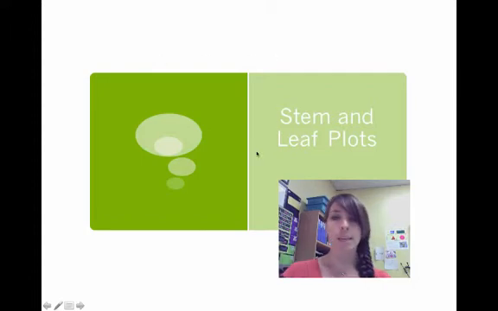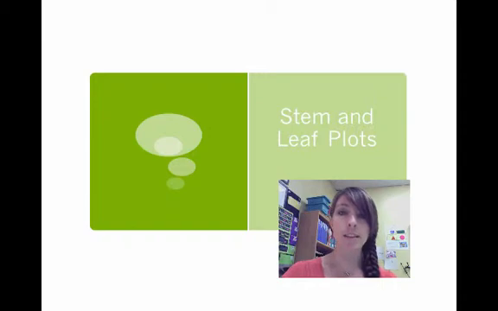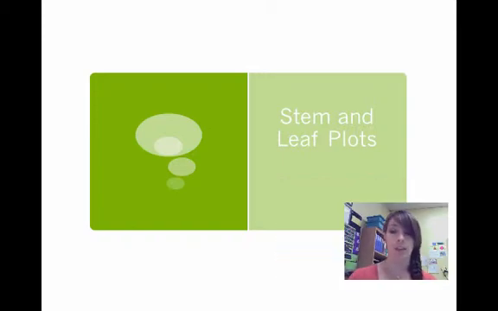Okay, today we're going to be discussing stem and leaf plots. This is a way for us to display our data, so it goes along with calculating the mean, median, mode, and range, and of course asking statistical questions. Everything we're doing here is just kind of building on itself.